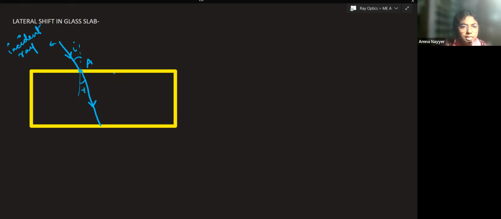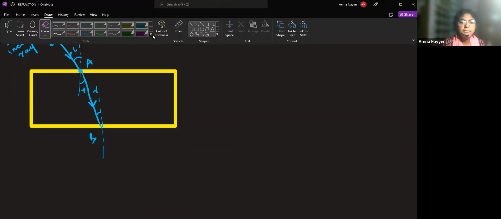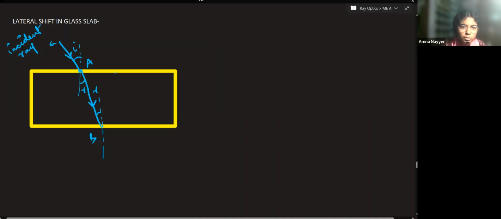So if this is R, now the new angle will become R. So what is this R? This is now the angle of incidence for this second surface. Let's say this is point B. Fine. Again, it will get refracted. Let's say it has refracted like this. See one thing, when it gets refracted again, it becomes parallel to the incident ray. So it will be somewhat like this.